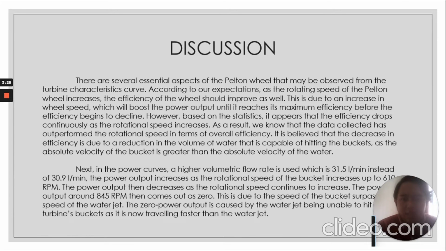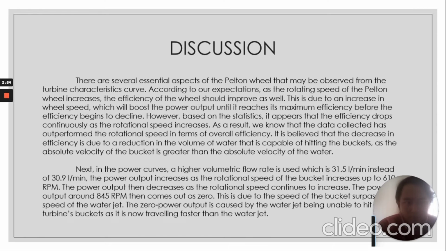Next, in the power curves, a higher volumetric flow rate is used, which is 31.5 liters per minute instead of 30.9 liters per minute. The power output increases as the rotational speed of the bucket increases up to 610 rpm. The power output then decreases as the rotational speed continues to increase. The power output around 845 rpm then comes out as zero.